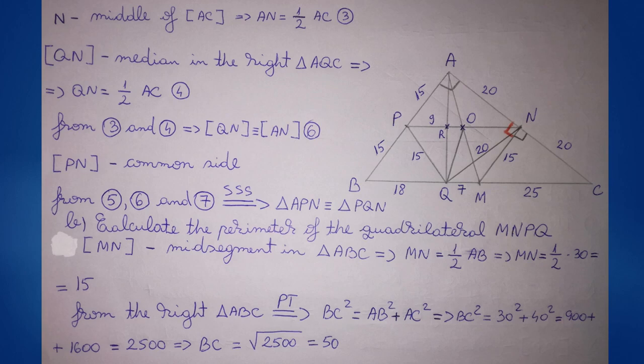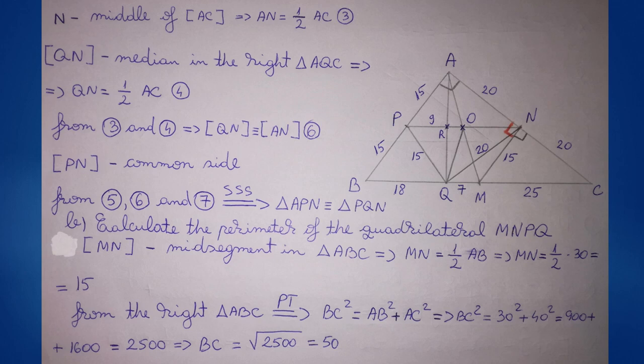PN is a common side, so from statements 5, 6, and 7, with the side-side-side criterion, triangle APN is congruent to triangle PQN. Point B. Calculate the perimeter of the quadrilateral MNPQ.